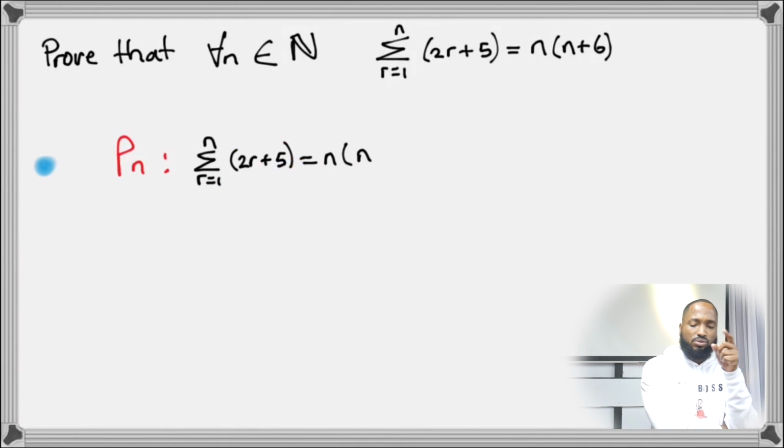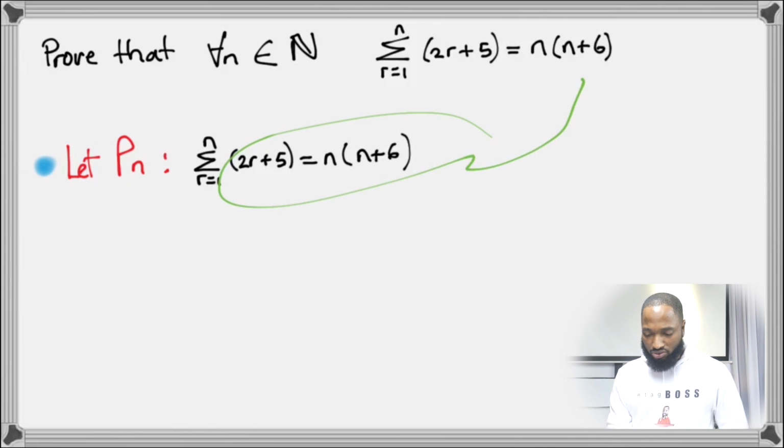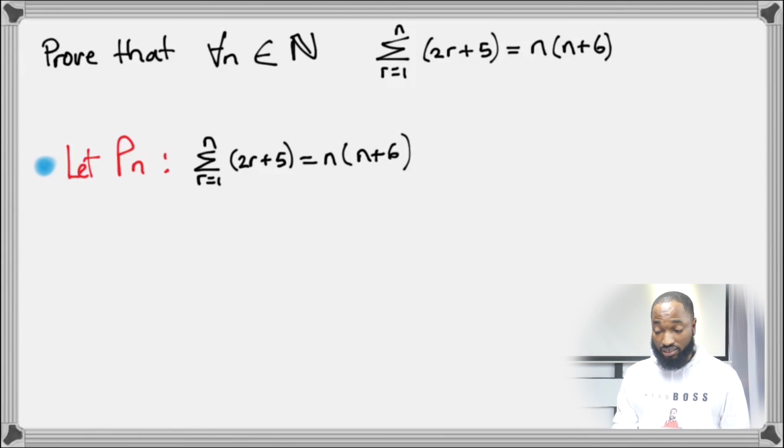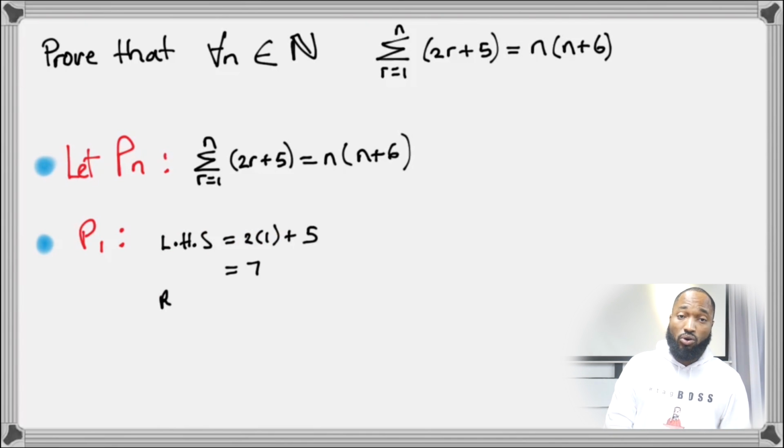So the first thing we do, Pn, that's a proposition. You just let Pn be equal to this. You know, this is just the same thing, right? And I tell you, that step is just food. All right. The second step, also food.